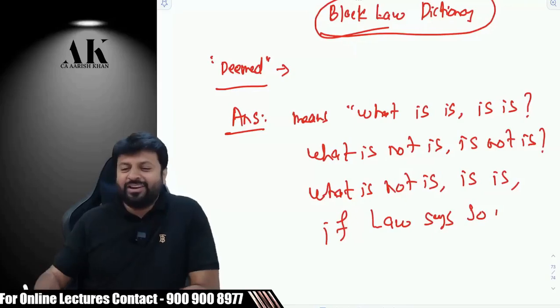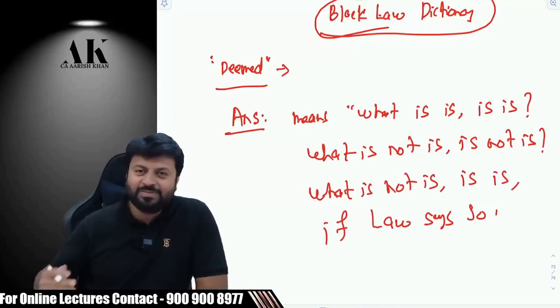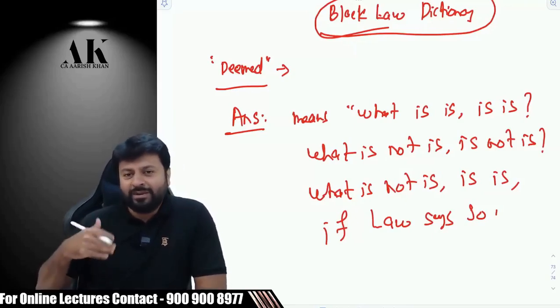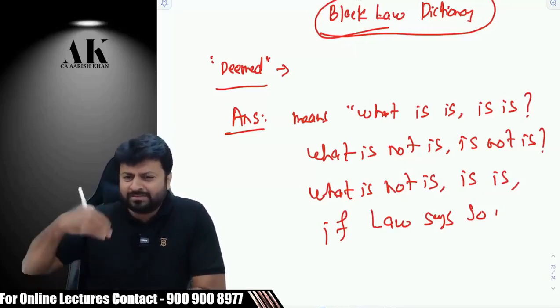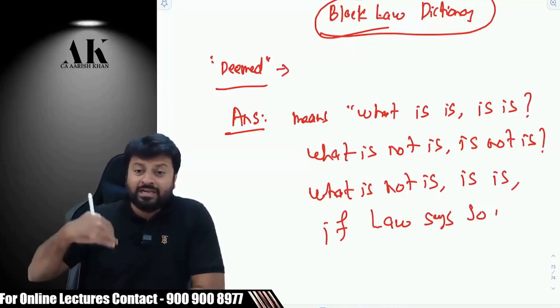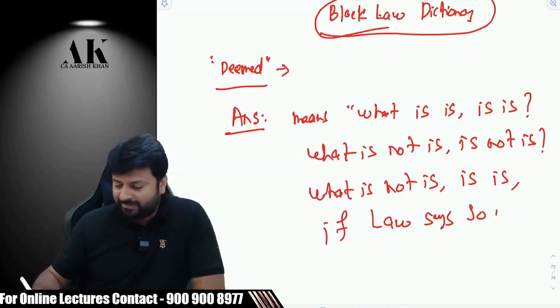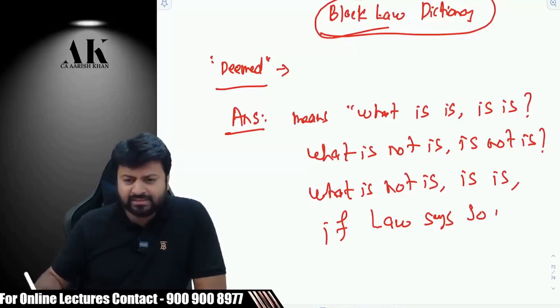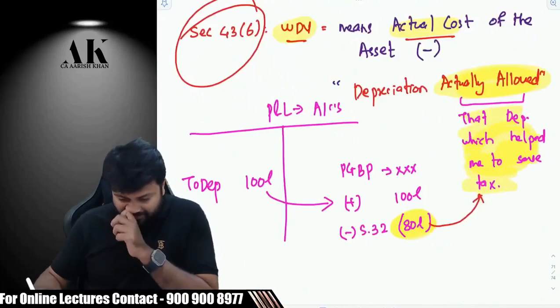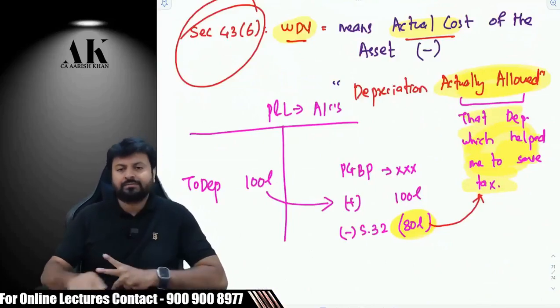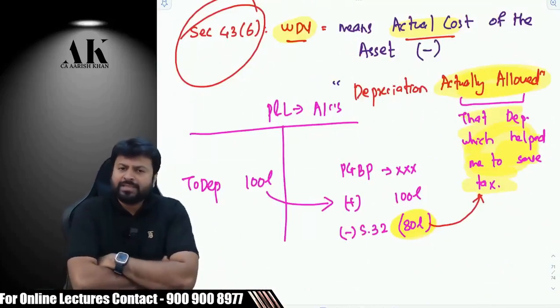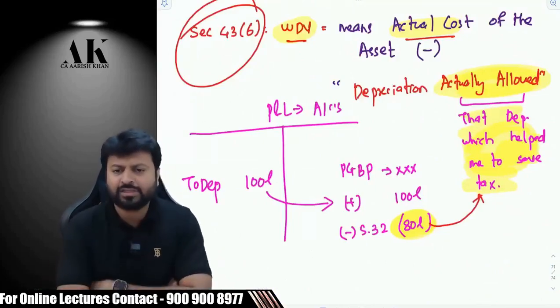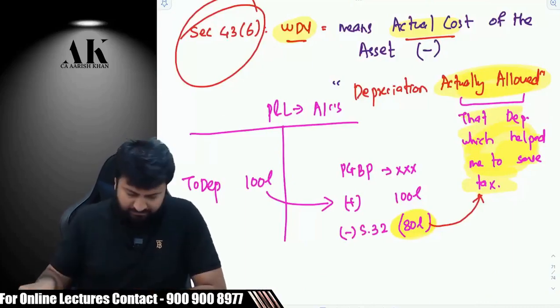So just for your knowledge, I'll be speaking a lot about deemed fiction, because there are so many places where the income tax law has put the word deemed. Anyways, shall we go ahead? Yes, sir. I'm coming back to the discussion of what is WDV. WDV means actual cost as reduced by depreciation actually allowed. Okay. Fine.